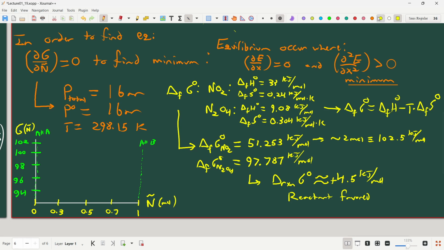All right, so when we have all reactants, the Gibbs energy of the system is just the Gibbs energy of A, which is 97.787. So it starts about right here. And then when we have all B, the Gibbs energy of our system is 2 times the Gibbs energy of NO2. So that's 102.5. That's going to be up here. And we know Gibbs energy should be a smooth curve, so we have some curve connecting these 2 points right here.